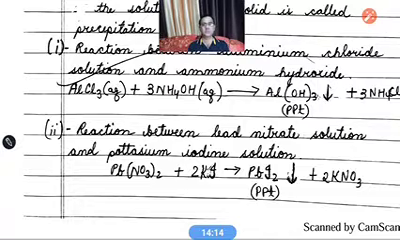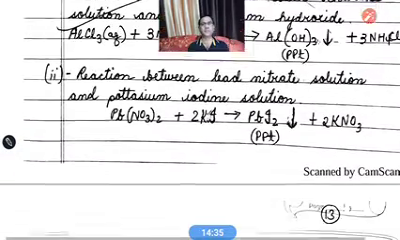Second example: Pb(NO3)2, lead nitrate, plus 2KI, potassium iodide. When they react, they form PbI2 plus 2KNO3. PbI2 is lead iodide, which is formed as a precipitate and is shown with a down arrow. So this is also an example of a precipitation reaction.